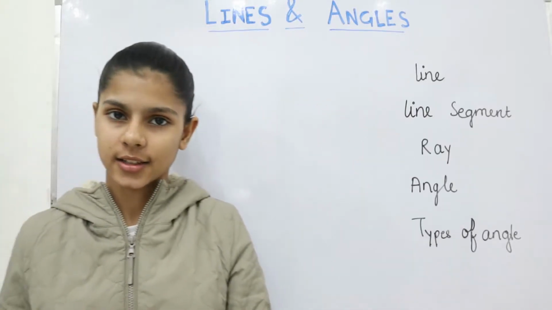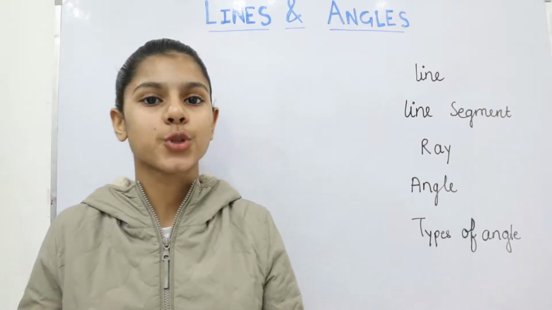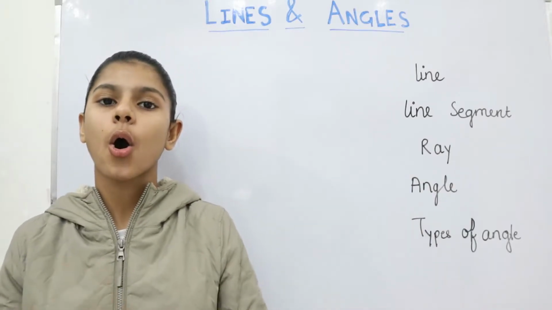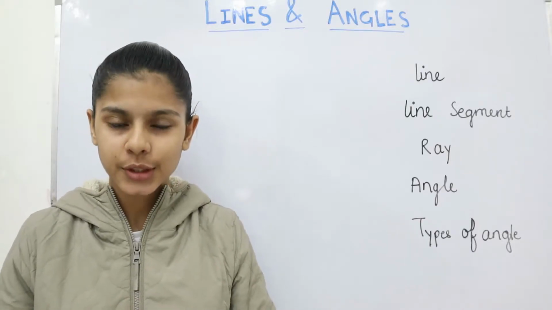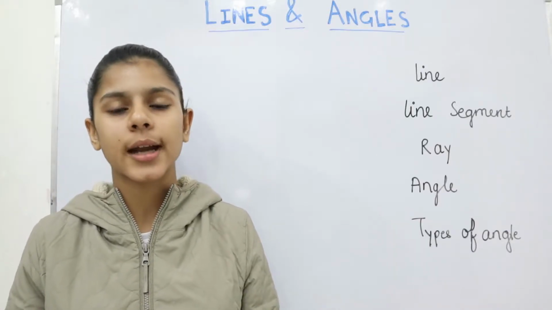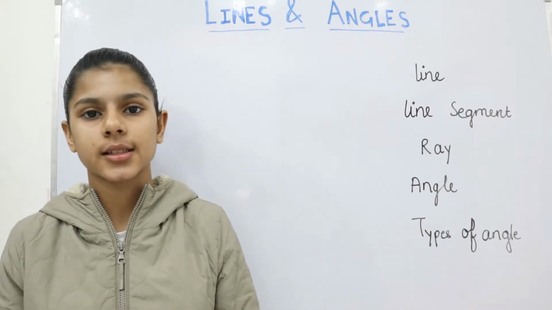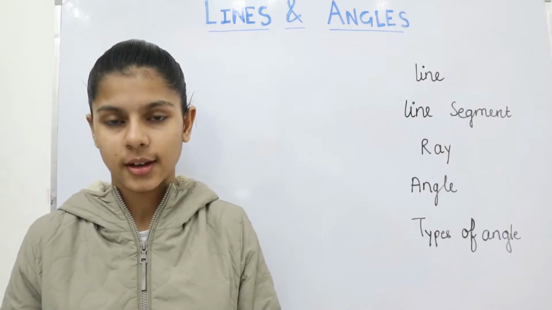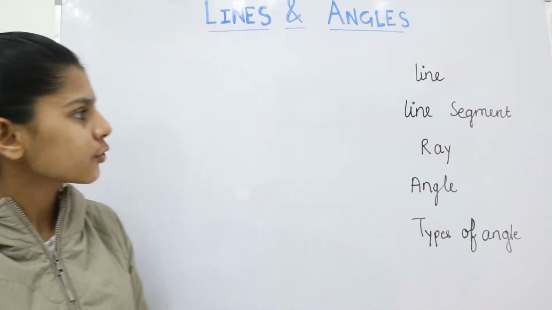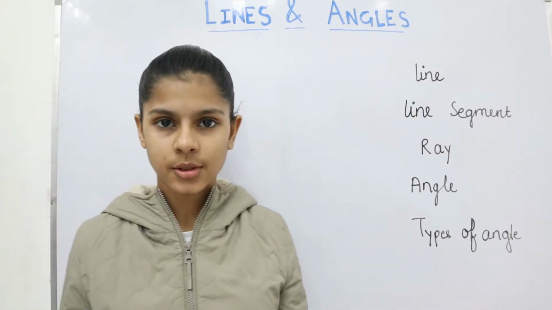So this chapter is of geometry, as we are discussing all about lines and angles. In this video we are going to discuss all the rules and properties that will be covered in this chapter, and we will do one question for each property as well. So let's start. First of all we will start with some basic terms.